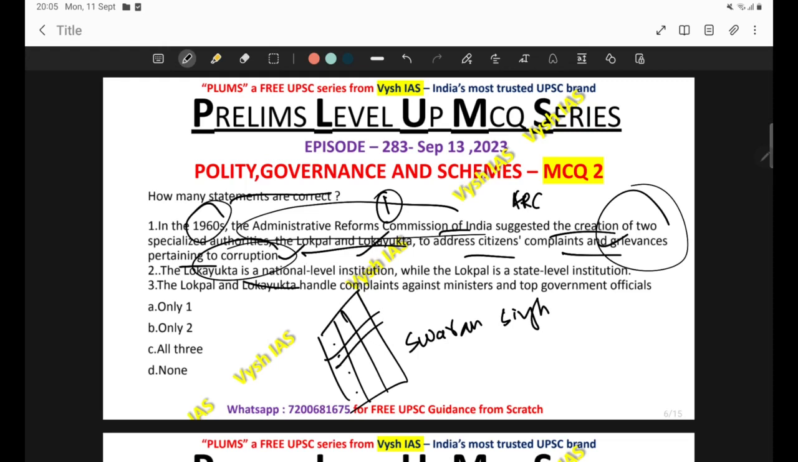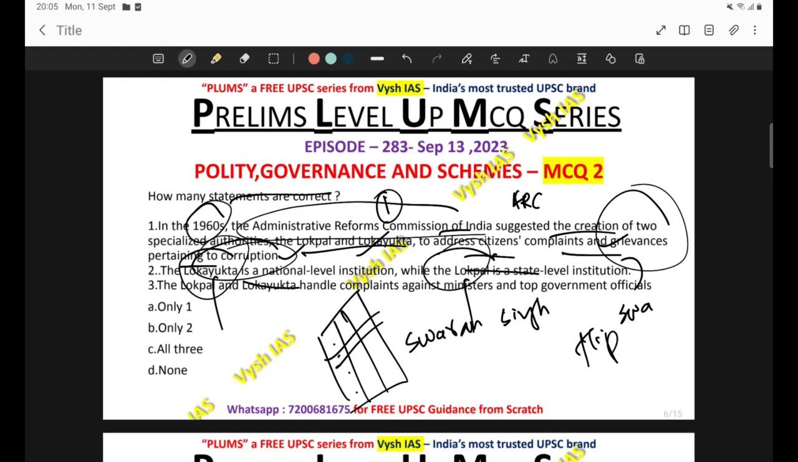Lokayukta is a national level institution while Lokpal is a state level institution. Again flip. Okay, swapping has been done. Actually it should have been the other way. It should have been the reverse. Lokpal is a national level body and Lokayukta is a state level body. So whenever two items are compared, please look for the swapping condition.